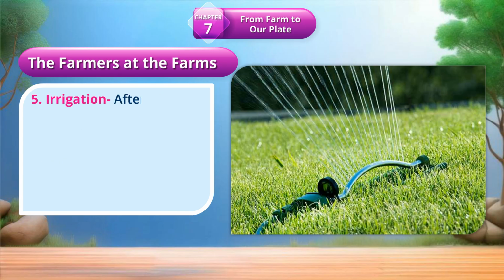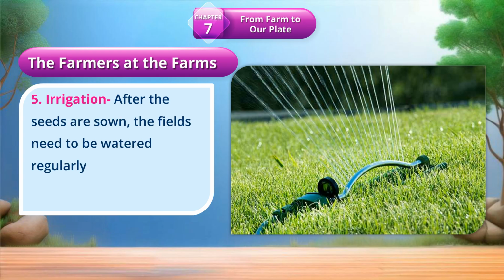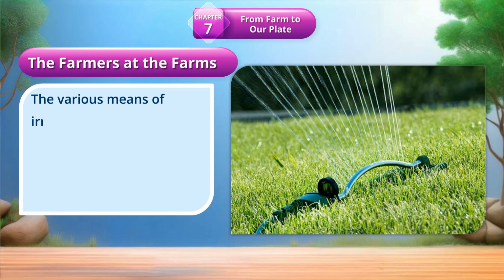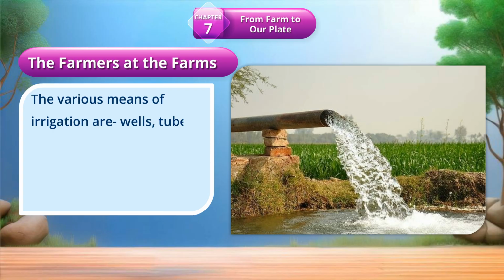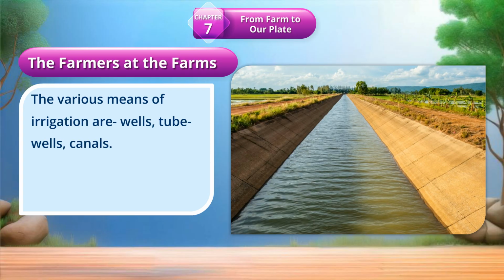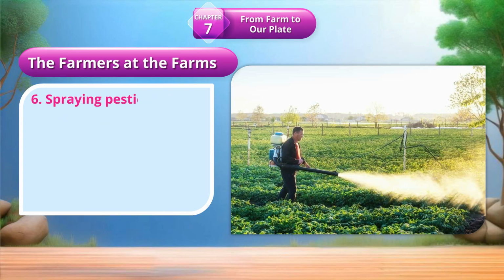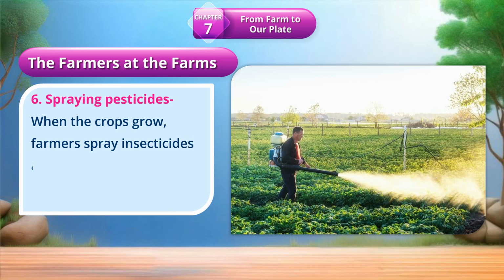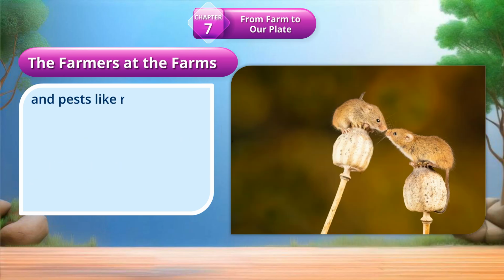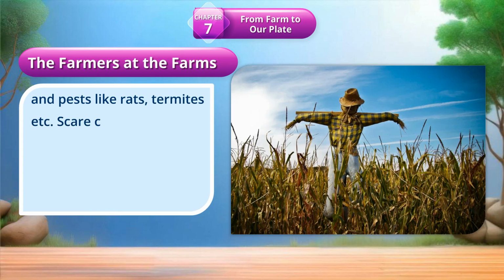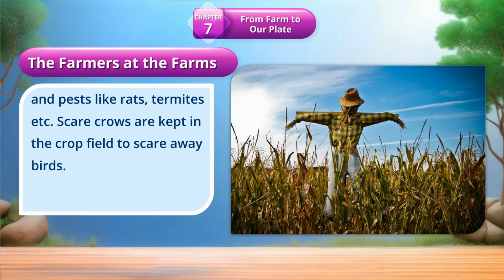5. Irrigation. After the seeds are sown, the fields need to be watered regularly. This is called irrigation. The various means of irrigation are wells, tube wells, canals. 6. Spraying pesticides. When the crops grow, farmers spray insecticides and pesticides to protect the crop from insects and pests like rats, termites, etc. Scarecrows are kept in the crop field to scare away birds.